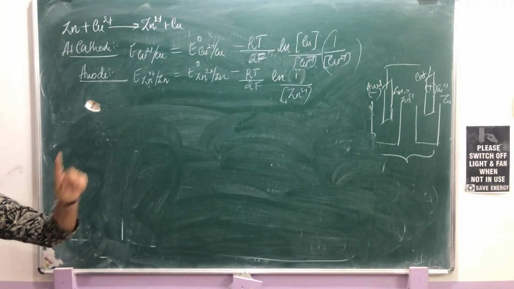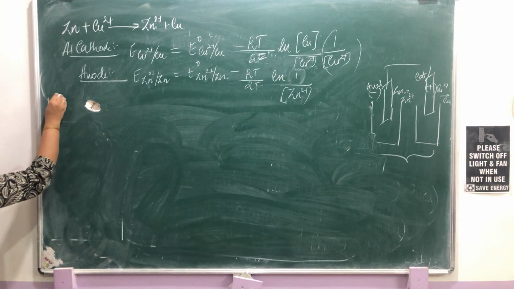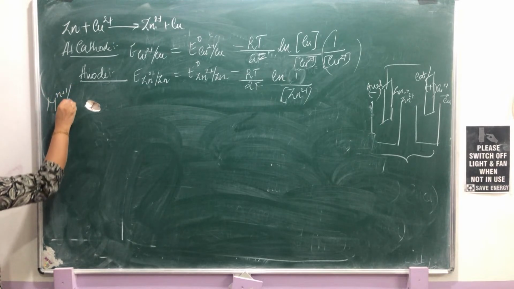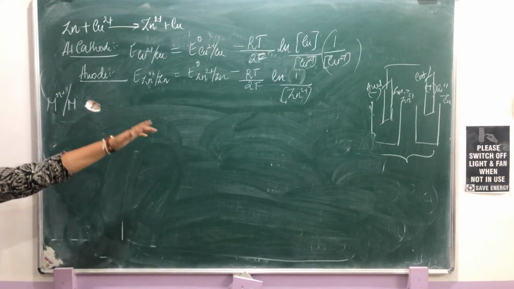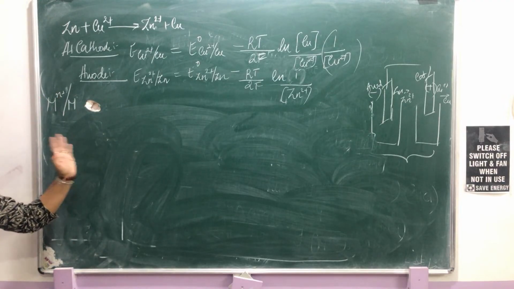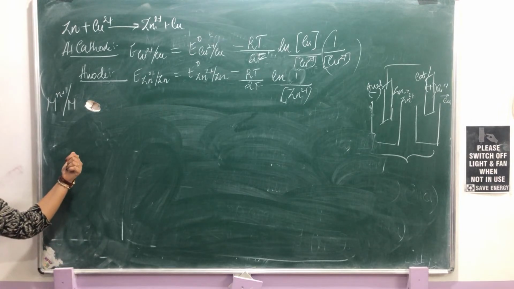Why is it not Zn bar Zn2+? Because the Nernst equation, what did he tell? He gave it as Mn+ bar M. So we are supposed to write the whole equation in terms of the reduced form. That's it. Done?